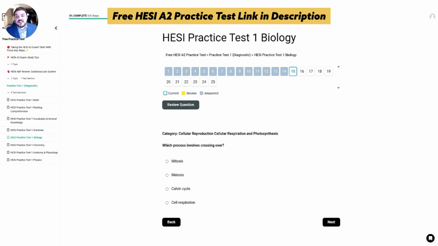Mitosis is a type of cell division that results in 2 genetically identical daughter cells, each having the same number of chromosomes as the parent cell. The Calvin cycle is part of photosynthesis that occurs in chloroplasts of plant cells. And cell respiration is a process that occurs in mitochondrial cells to generate energy in the form of ATP from the breakdown of organic molecules.